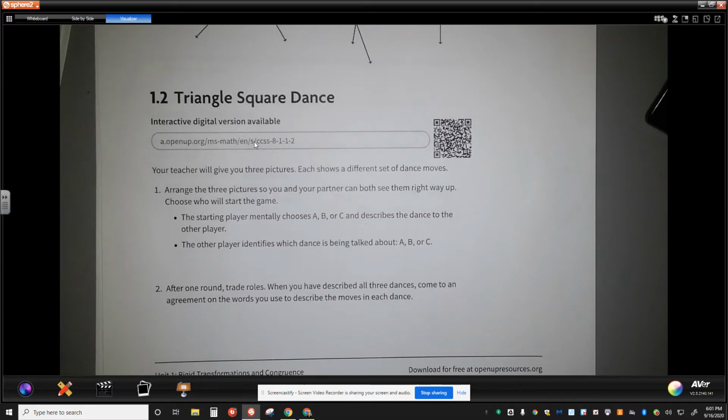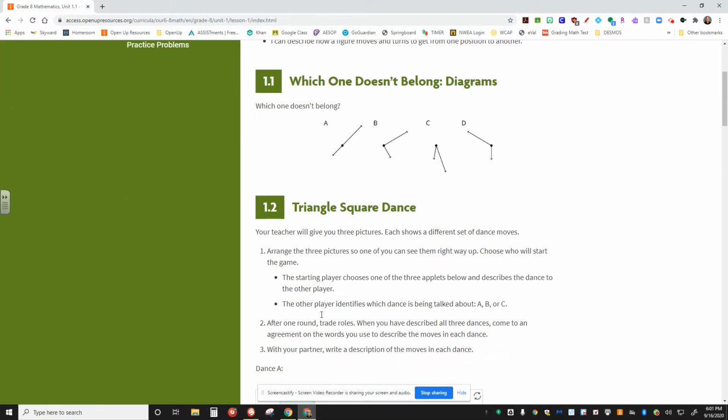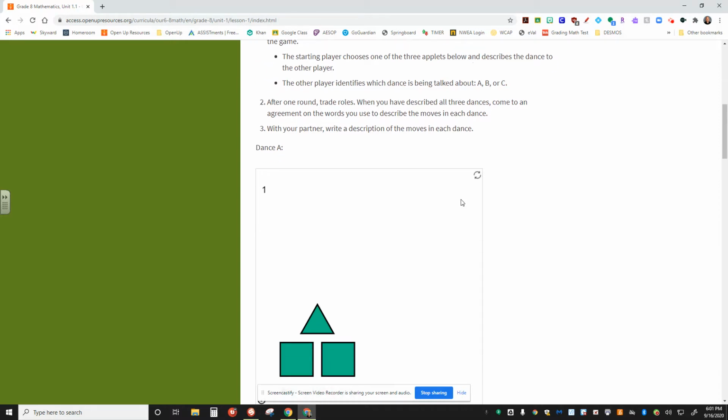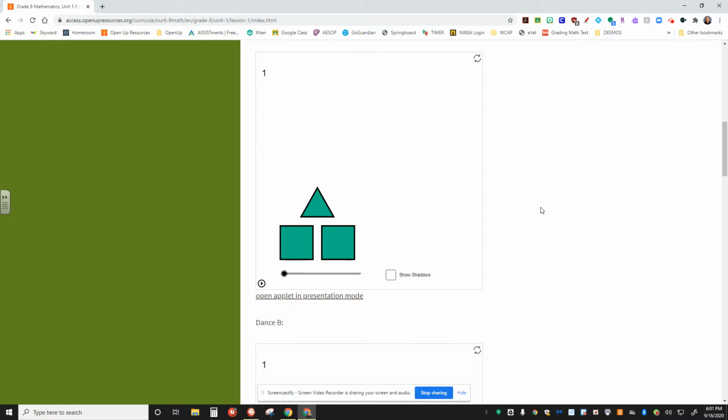There's a link here in a QR code if you wanted to pull that up on a phone, or to copy that link and put it into your computer, or you can find this on the link that I sent to you in your Google Classroom. This gives directions that you can play this with another person and discuss those moves with each other, or you can go ahead and work on this independently.